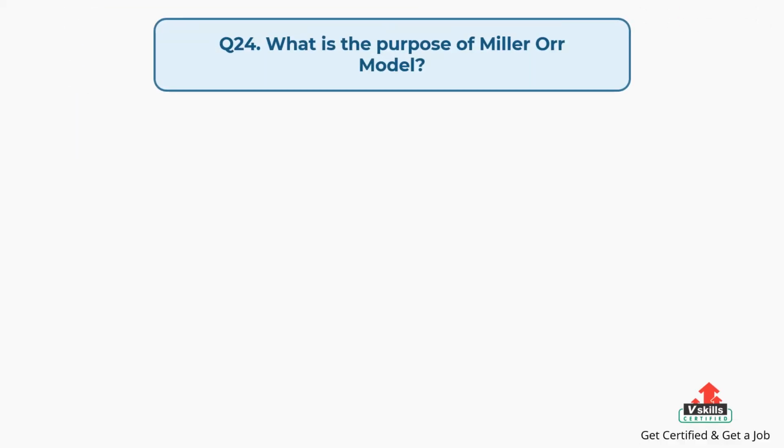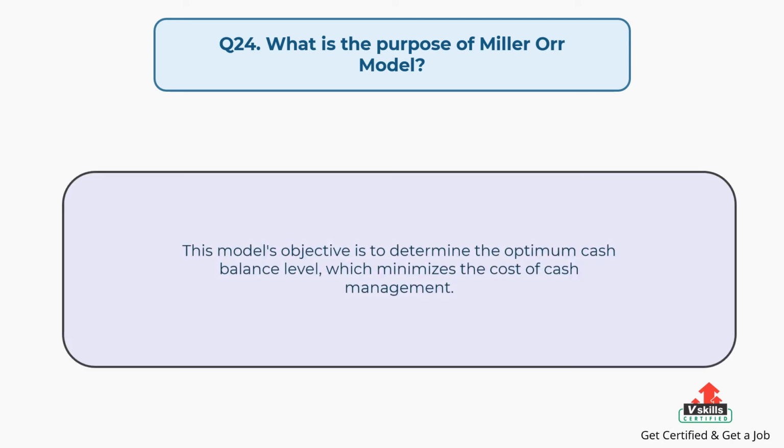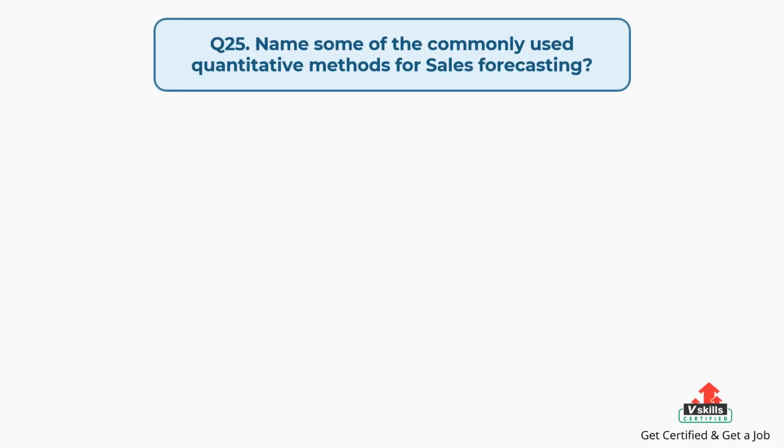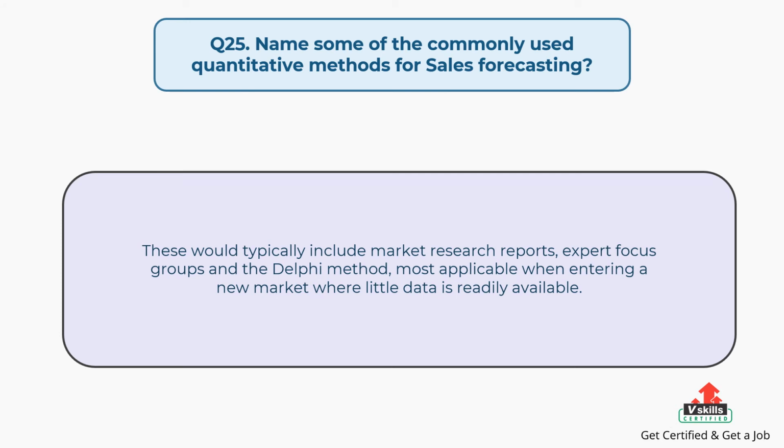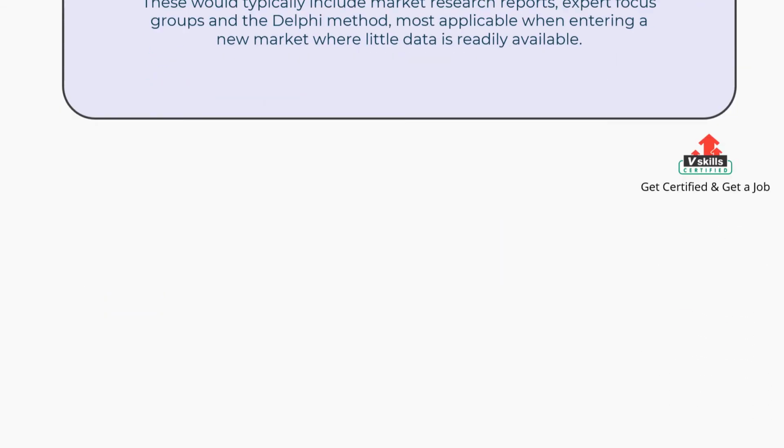Question number 24, what is the purpose of the Miller Orr Model? The answer is that this model's objective is to determine the optimum cash balance level, which minimizes the cost of cash management. Question number 25, name some of the commonly used quantitative methods for sales forecasting? The answer is, these would typically include market research reports, expert focus groups and the Delphi method, most applicable when entering a new market where little data is readily available.